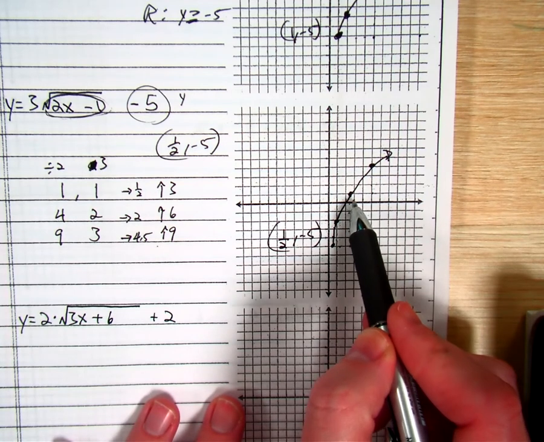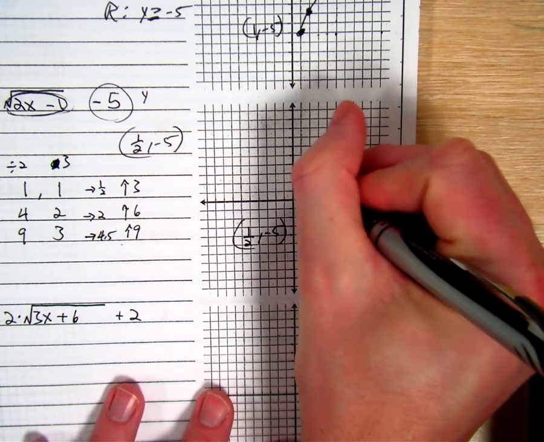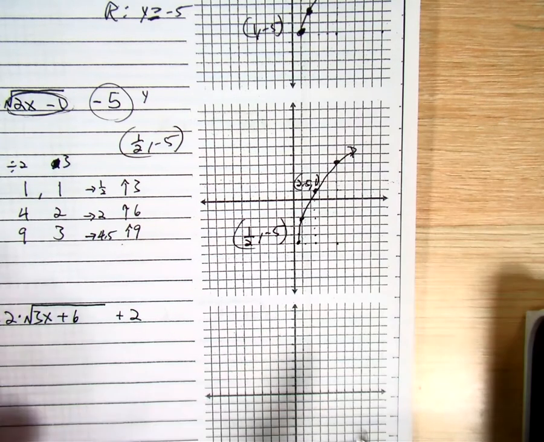We needed to label this one. It was over 2, so that's going to be 2.5, comma 1. The other 2 were perfect points.